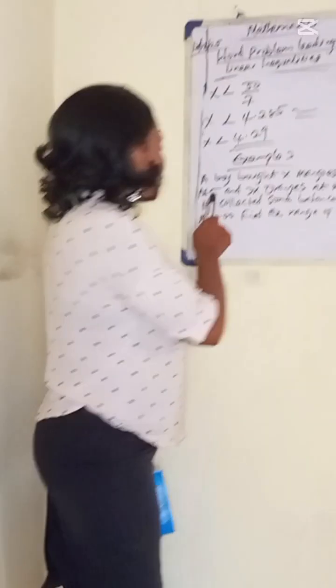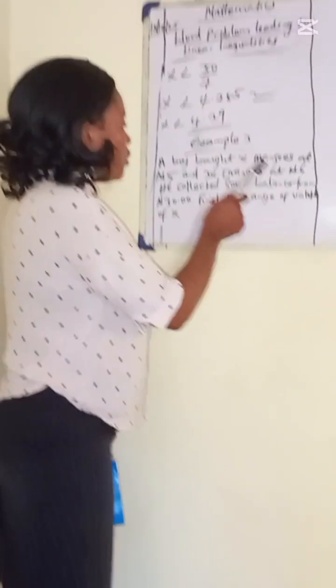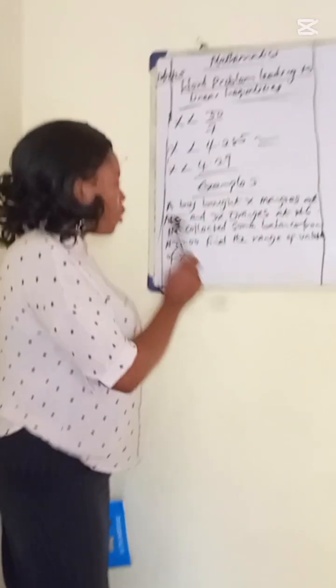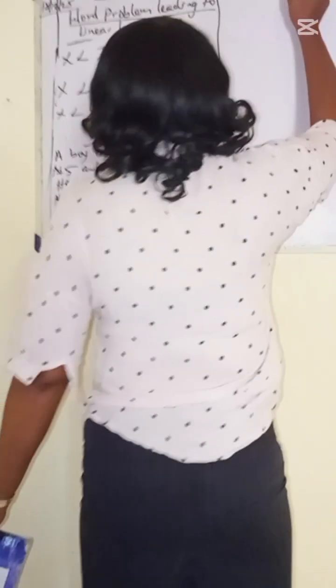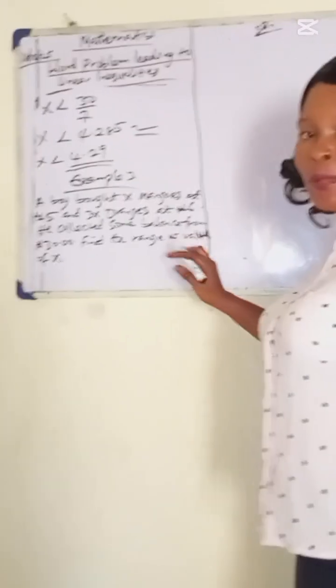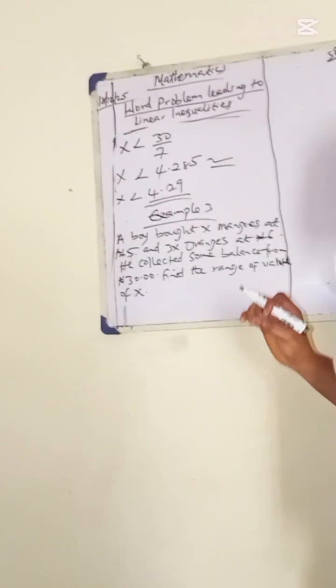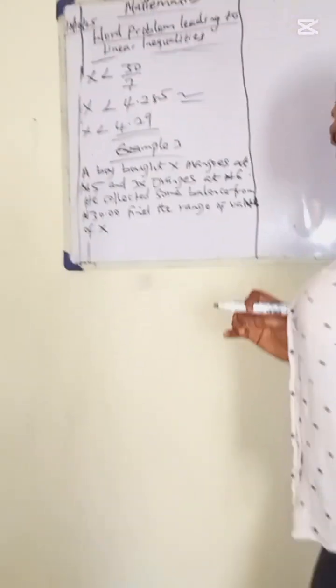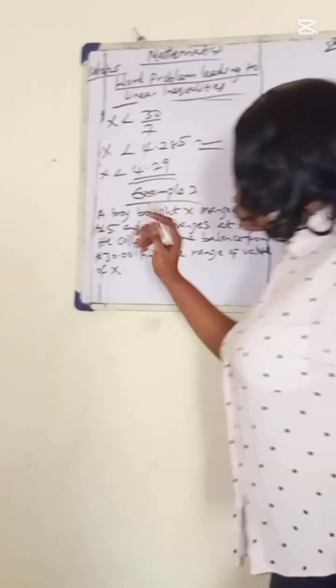Look at another example, example 3. It says a boy bought x mango at 5 naira and 3x oranges at 6 naira. He collected some balance from 30 naira. Find the range of value of x. So now let's look at what we have here. I said earlier, you have to understand the problem in order to put it into an equation. That's why it is called a word problem.